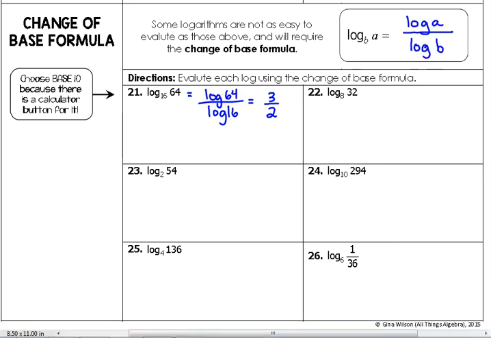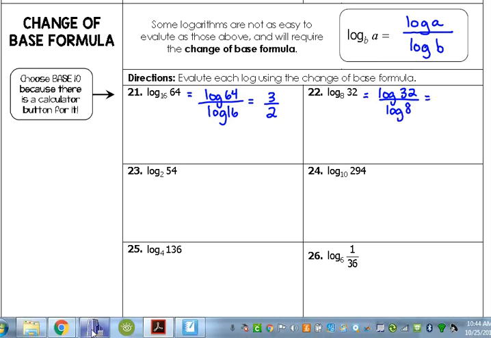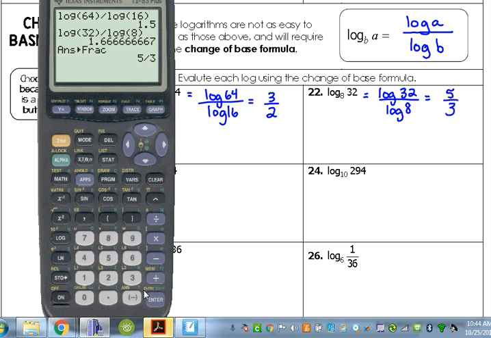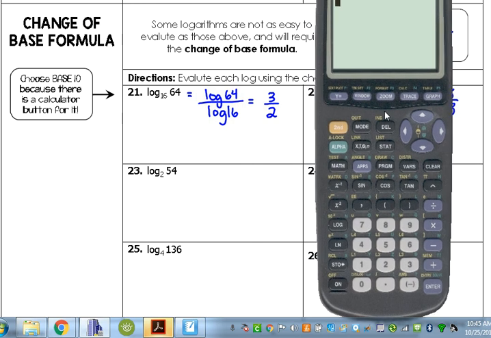Okay, so 22. Log base 8 of 32 is the log of 32 over the log of 8. So we type that in. Log 32 divided by the log of 8. The reason why I write it out here, and I'm definitely going to write this one as a fraction, 5/3. Okay, the reason why I write it out is because people tend to forget the change of base formula, so I want you to be able to look back at these notes here and know what you actually typed into the calculator.